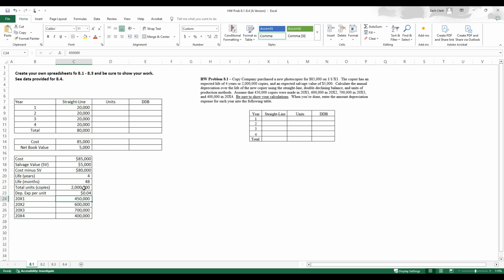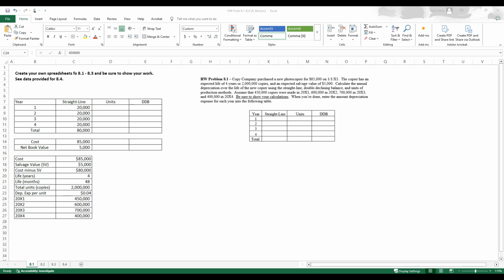So again, cost minus salvage value divided by the number of units. What we're saying is every unit, or every copy, I should say, makes 4 cents of depreciation. Here the life in years and months and all that doesn't matter. It really just comes down to the units. And so, 4 cents per unit.